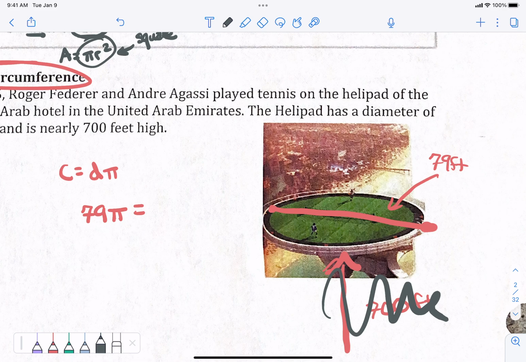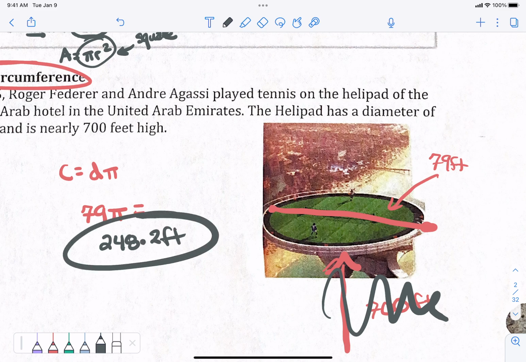Now, on your calculator, you should have a pi button. Don't use 3.14 because it will be rounded and it will be wrong. You should have a pi button located always when you're doing computations with pi going forward. Use the pi button and not 3.14. What do you got? 248.2. 248.2 will do, just 1 decimal place, and that is feet.